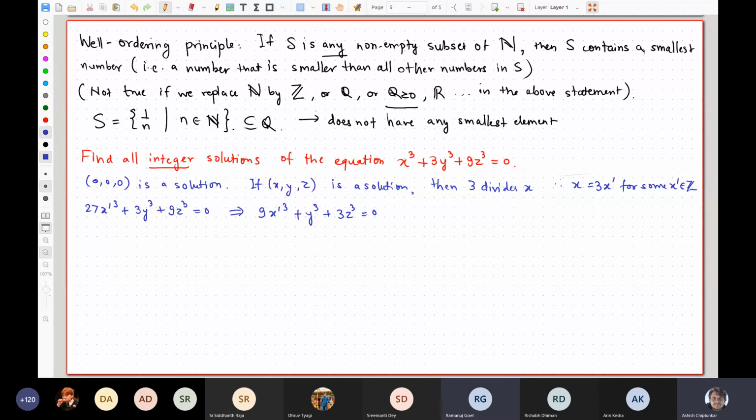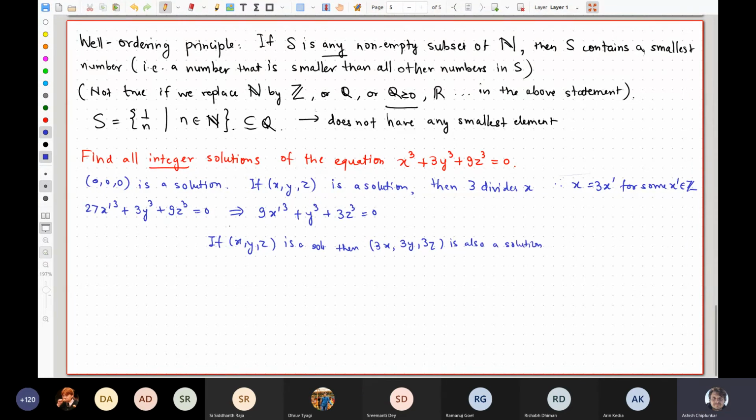We can find by the well ordering. We can take x, y, and z such that you can take 3 common out of them, so that at least one of them doesn't have a factor of 3. Exactly. I agree with you. So essentially, I'm just rephrasing whatever you're trying to say. You're saying that if x, y, z is a solution, then 3x, 3y, 3z is also a solution, and that's the correct statement.